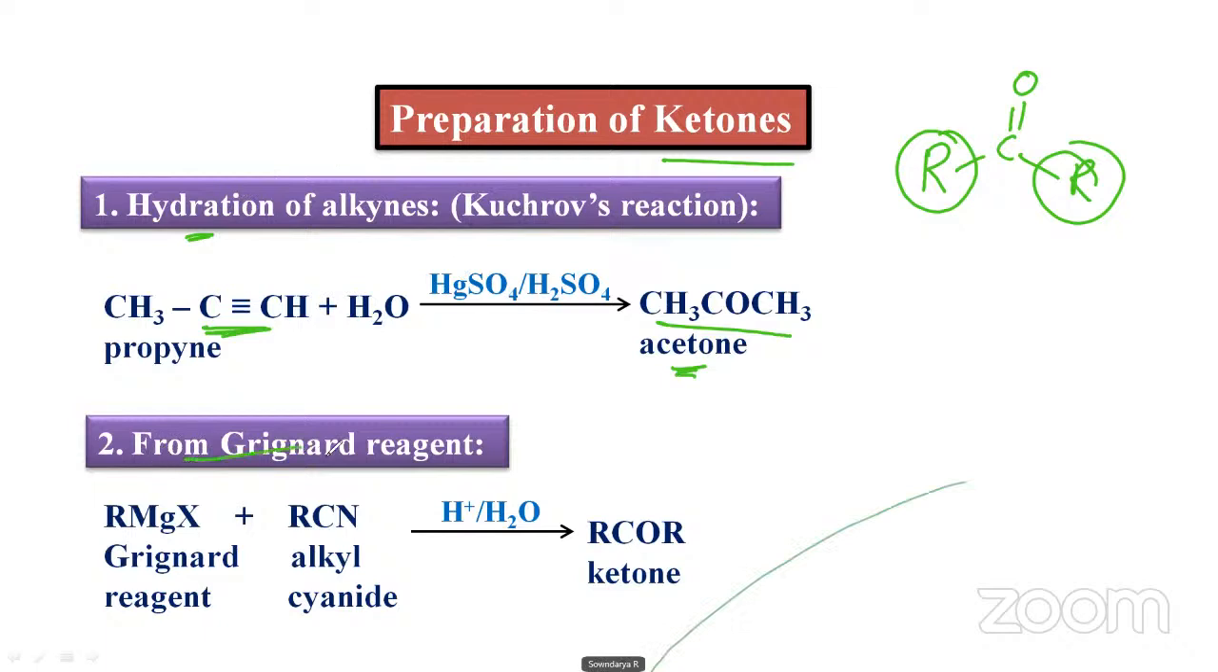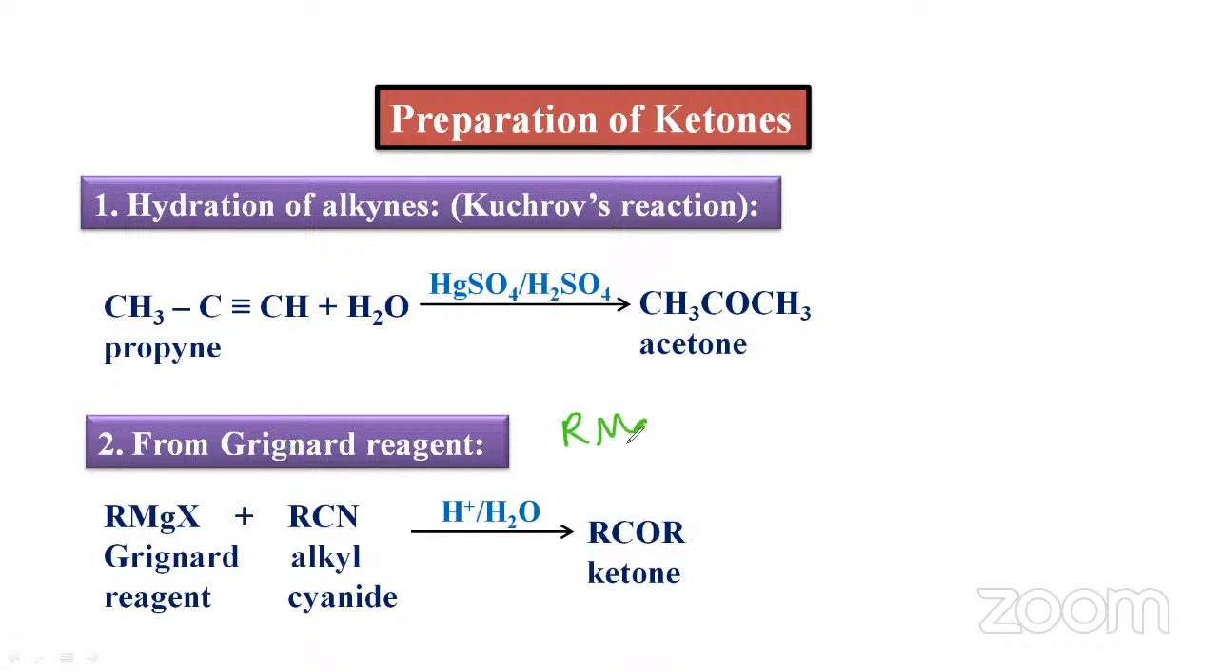The next is what? From Grignard reagent. Grignard reagent is what? RMgX, right? So RMgX, that is Grignard reagent, when you react it with alkyl cyanide, right? Alkyl cyanide. So this is your cyanide group, or it is called the nitrile group. Okay, it undergoes a hydrolysis reaction to form a ketone. So RMgX plus alkyl cyanide gives you a ketone. So this is the second method of preparation of ketones.